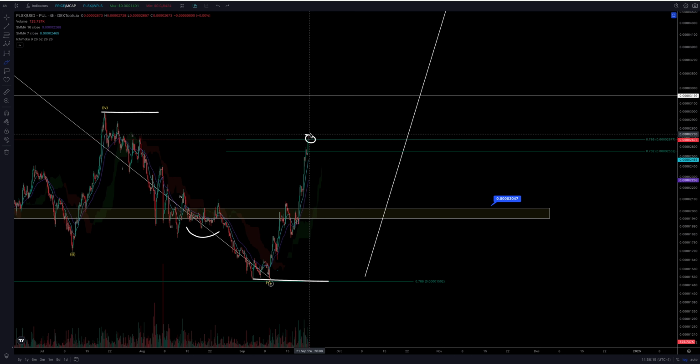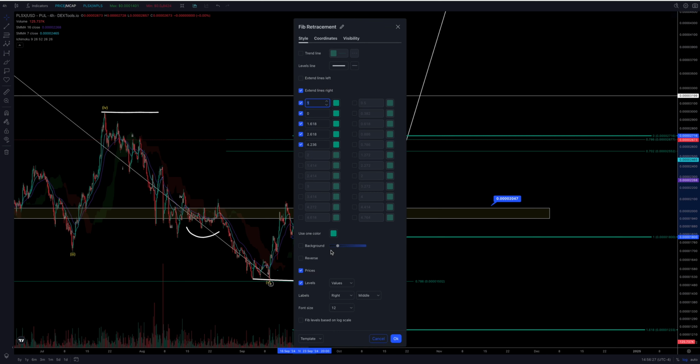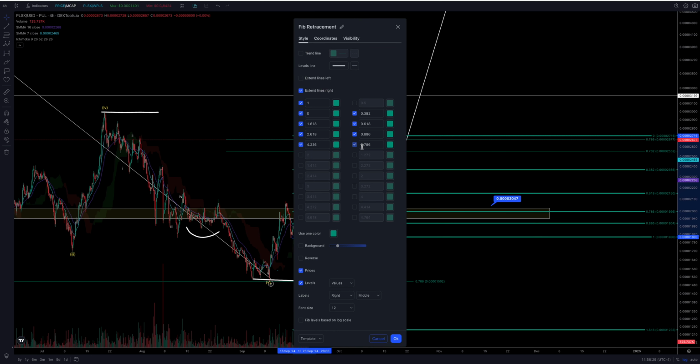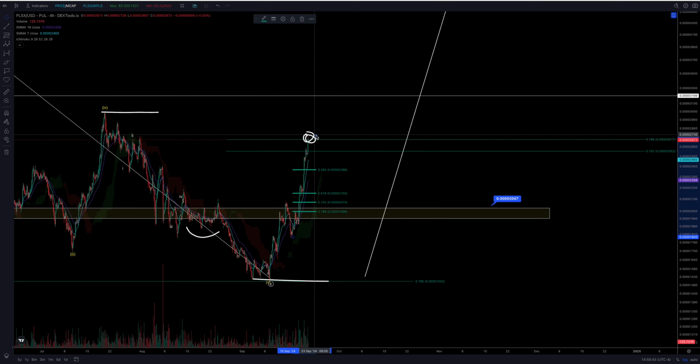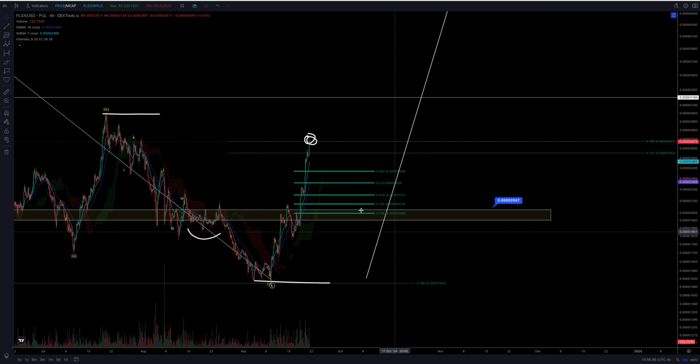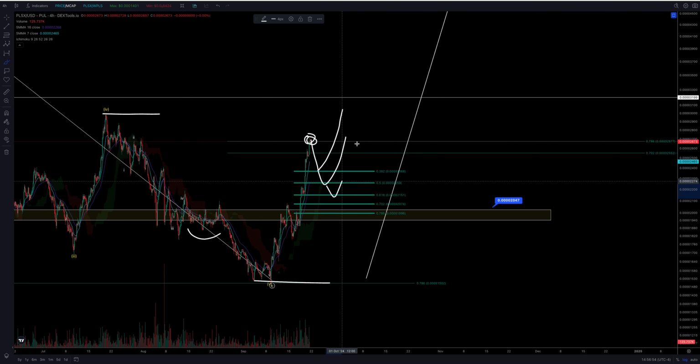Considering we're facing a little bit of rejection at the 786 here, what you can actually do is take a fib from this pivot up to this expected local top. And let's take a look at the fibs over here. Okay, so these over here would be all of the Fibonacci retracement levels for supports right over here. Okay, so it may come down to any of these fibs over here and then see the reversal, right?